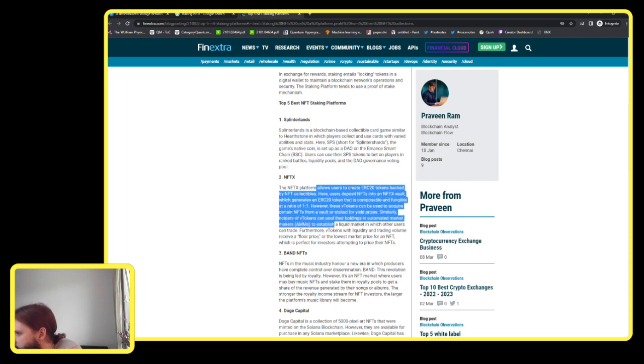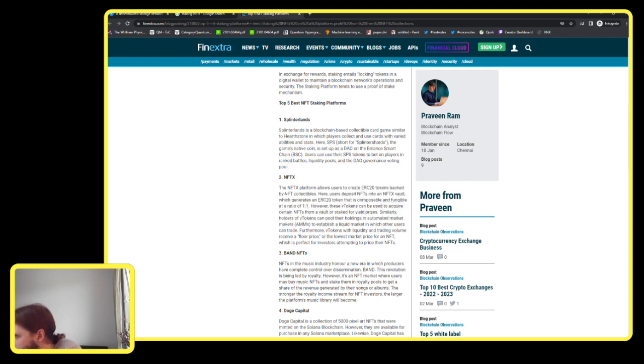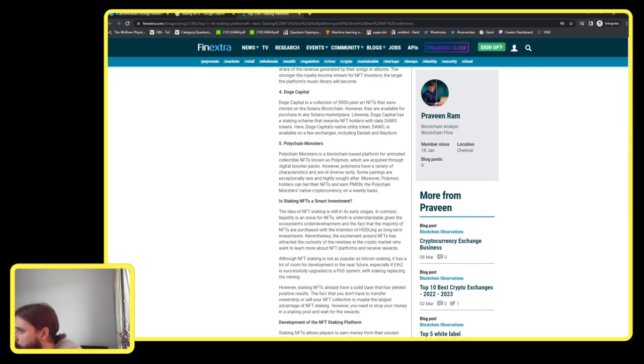But this is not staking, this is just... Similarly, holders of V tokens can pool their holdings in automated market makers, whatever, Ban NFT, Dodge Capital.